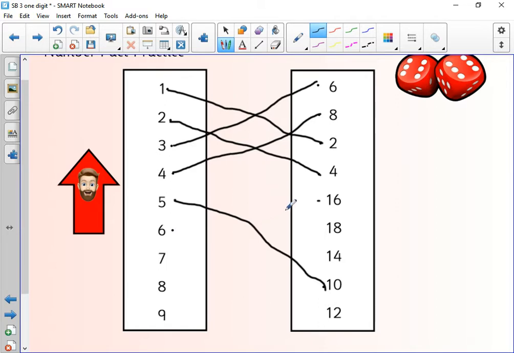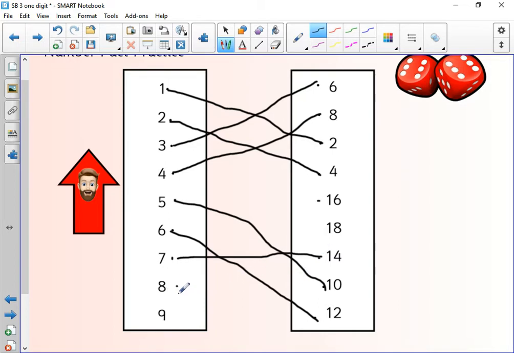Double 6. Where's double 6? Can you see it? Yes. Double 6 is 12. Now let's double 7. Where's the answer? Shout out for me. Double 7 is 14. Join those two together. 7 and 7 is 14.